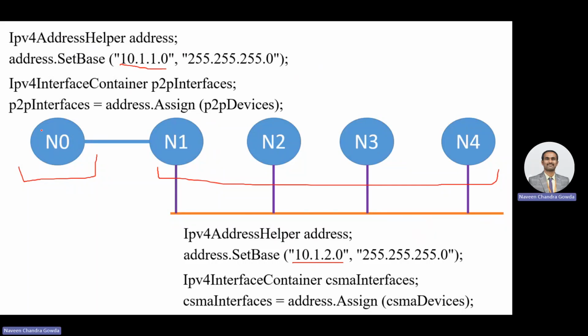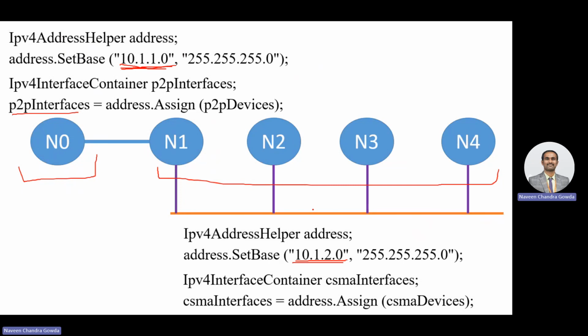So we will start assigning from the base address 10.1.1.0 to the P2P interface. For the P2P devices, we will start assigning from the base address 10.1.1.0. I hope I mentioned this in the previous example also. The base address is the initial address, so that base address will never be allocated to any device. Here we are using the base address 10.1.1.0 for the point-to-point and 10.1.2.0 for the CSMA.